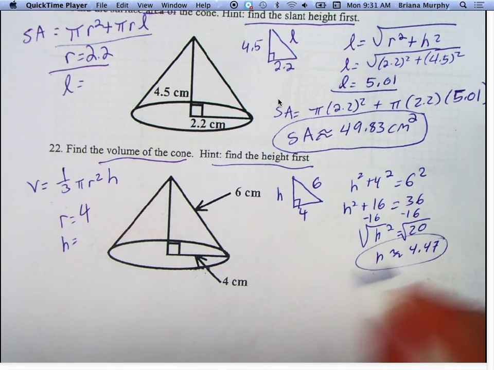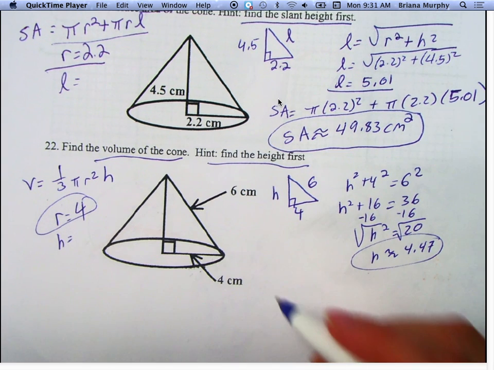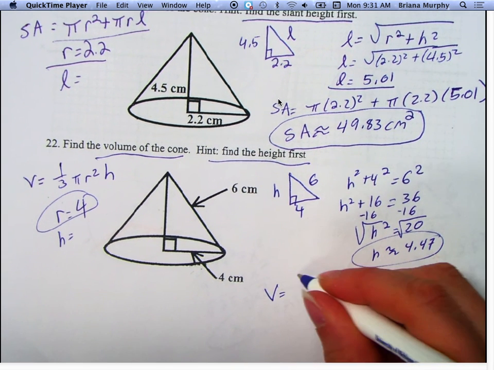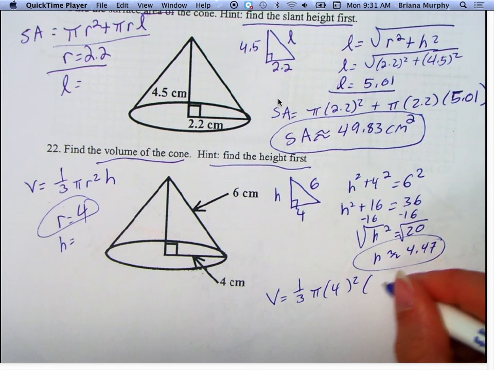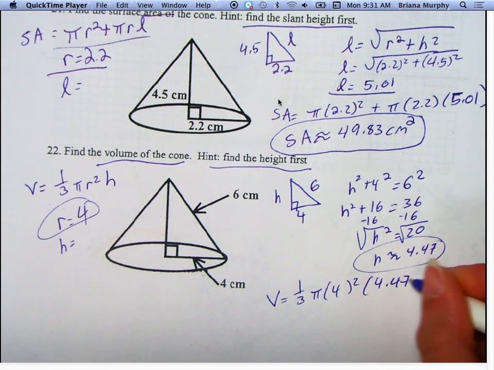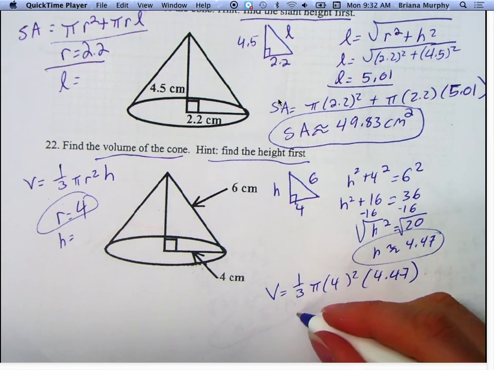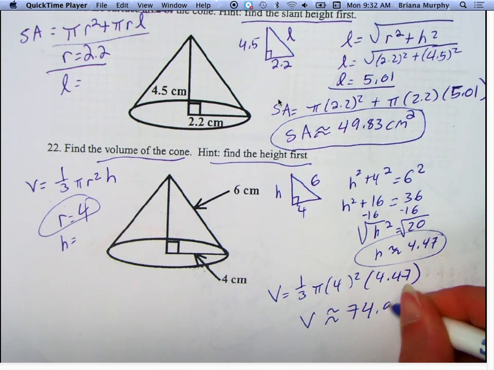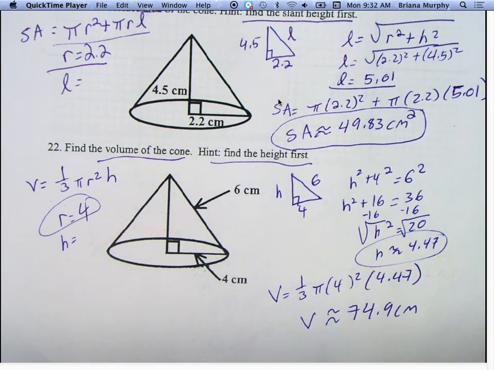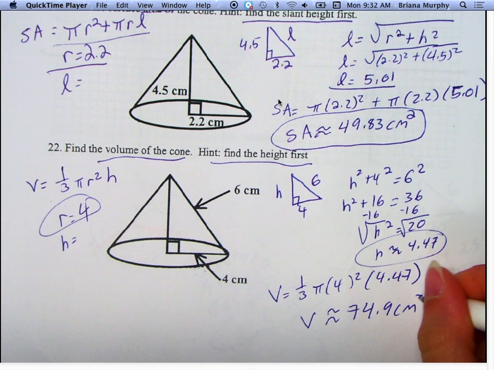Okay, so I've got height, I've got radius. Now I'm going to put it into my equation. Volume equals 1/3 pi 4 squared times 4.47. And I get the volume is approximately 74.9 centimeters what? It's volume, so what should go by centimeters? Cubes.